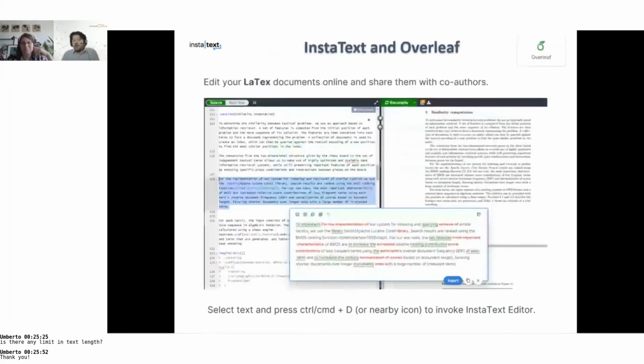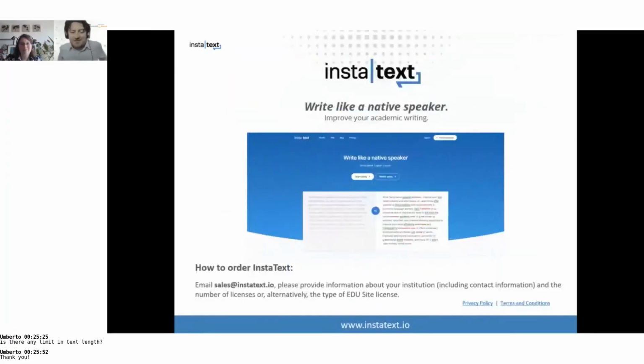If you work with LaTeX documents, then you can use Overleaf. It's very popular, and again, you can share it with co-authors. Students tend to like it, and again, InstaText is supported and enables you to be far more efficient and also effective by better communicating. So this is what I had to say.